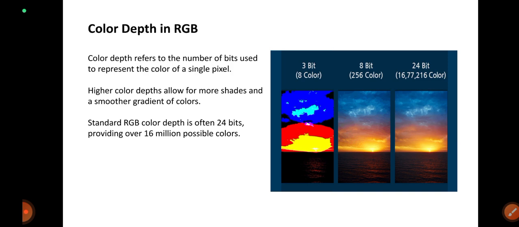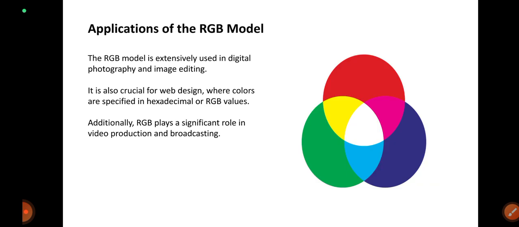Color depth in RGB. Color depth refers to the number of bits used to represent the color of a single pixel. A higher color depth allows more shades and smoother gradients of colors. The standard RGB color depth is often 24 bits, providing over 16 million possible colors.